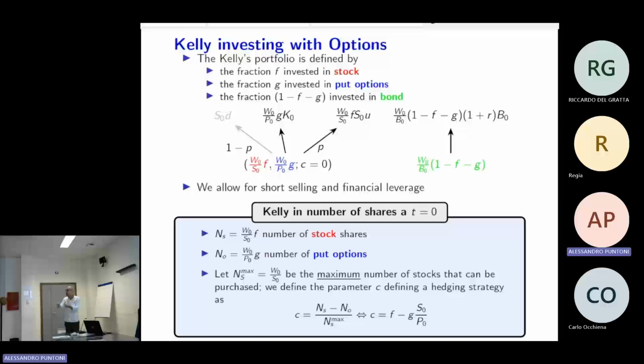The simplest is C equal to 0. C equal to 0 means that we buy the same number of stock and option. So for each stock we buy an option. If the price of the stock goes below the strike, we use the option to cover the loss. This is the intuition. Okay, so C defines a particular strategy.